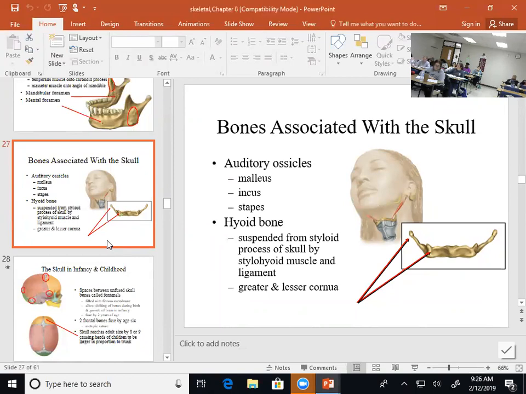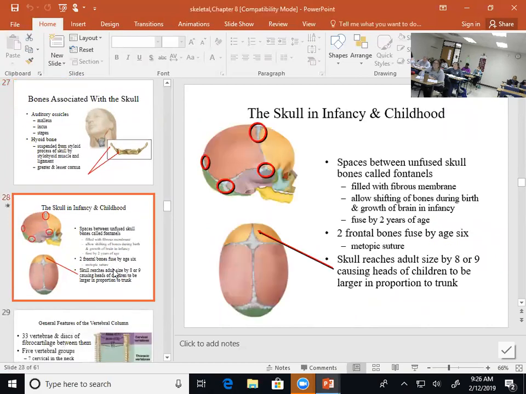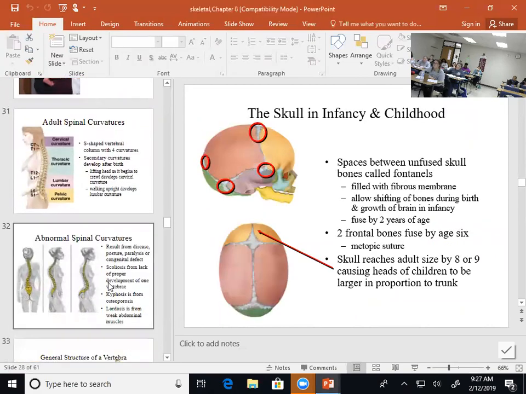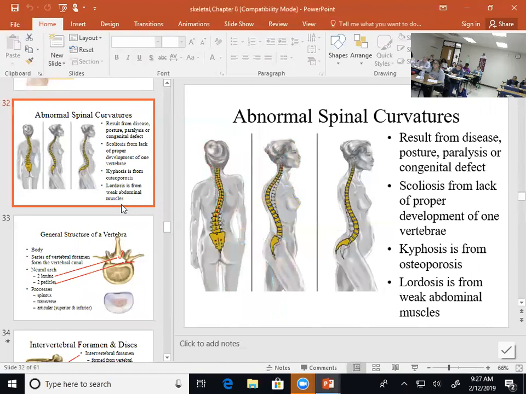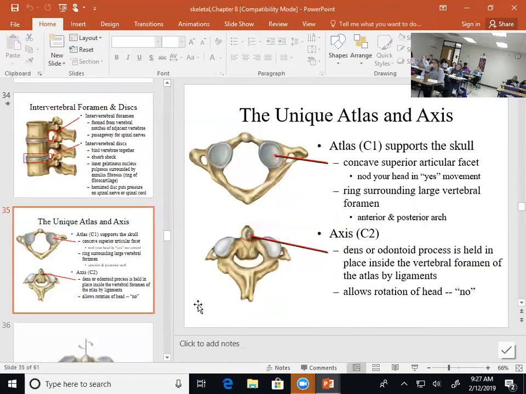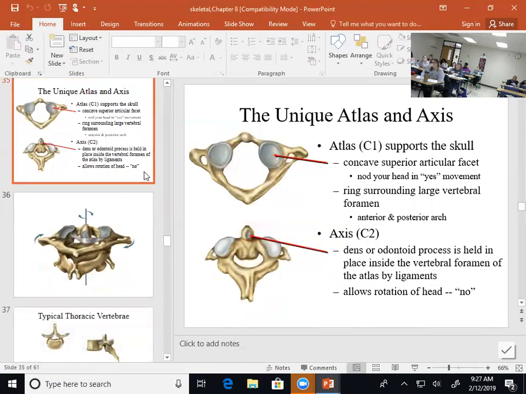Another physiology thing we talked about were fontanelles. What are fontanelles? Fontanelles are what people call soft spots, the spaces between the skull bones of an infant and child, and as their brain is developing, those spaces close off. We also talked about the physiology of the vertebral column and the curvatures, and we know some disorders that are associated with that.